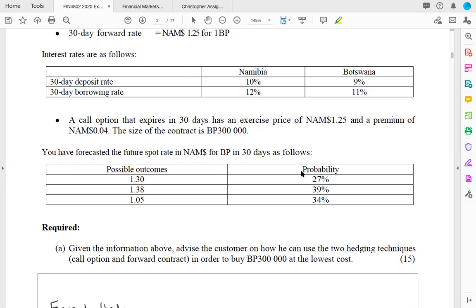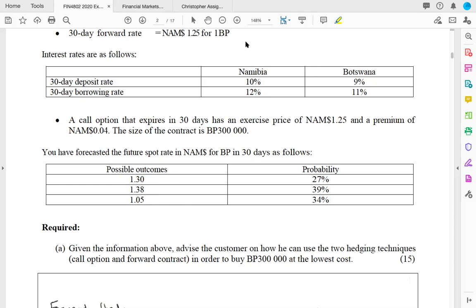So in 30 days, there are 3 possible outcomes. One Botswana Pula could cost 1.30 Namibian dollars, or 1.38 Namibian dollars, or 1.05 Namibian dollars, with these probabilities given here. So 27% chance it will cost you 1.30, 39% chance it will cost you 1.38, and 34% chance that a Botswana Pula will cost you 1.05 Namibian dollars.